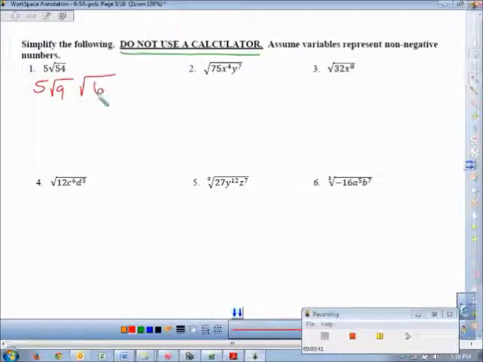6 times. You realize that the number on the left has to be a perfect whatever root you are here, a perfect square, correct? So now, the next thing we can do mentally, because you should know what the square root of 9 is. What's the square root of 9? Times 5, 15 square roots of 6. Are you with me on that?